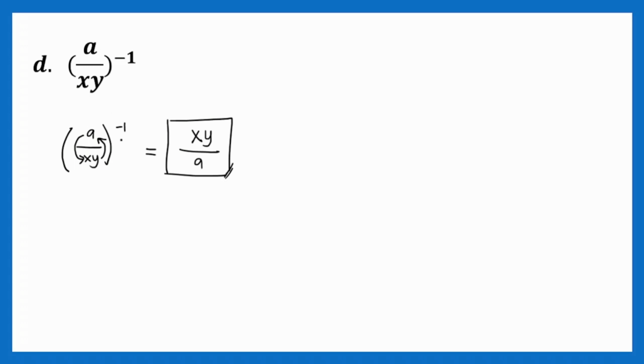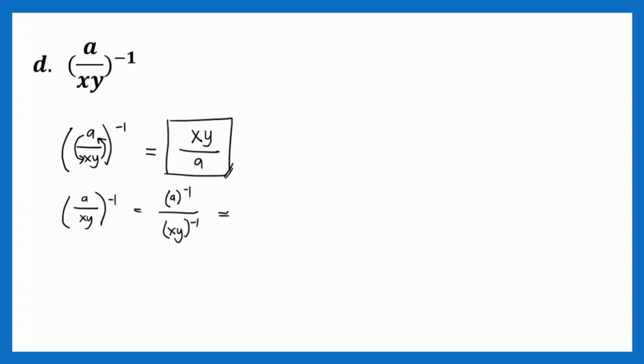Okay? Ganyan siya. May iba pang process dyan. Baka ituro sa inyo ni teacher ganito. A over xy raised to negative 1. Ito kasi, pwede yang i-distribute sa taas saka sa baba. Magiging ganito siya. Alright? Parenthesis, A raised to negative 1 over parenthesis ng xy raised to negative 1. So, distribute mo lang yung negative 1 sa numerator and denominator.